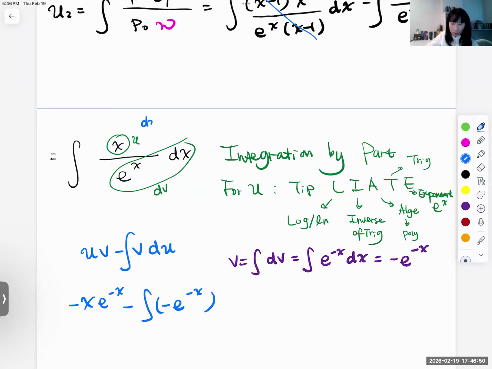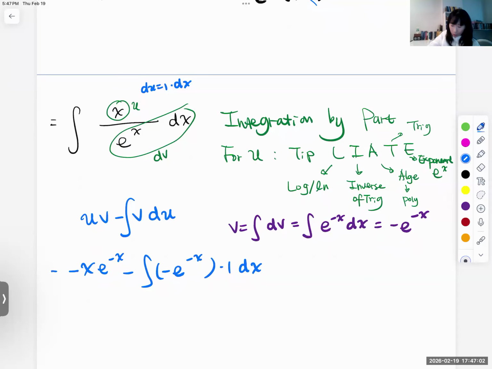So du will be 1. Okay, so we have 1 dx. Okay, there will be negative x e to the negative x, and this is a positive. What's the e to the negative x? Which is once again negative, right? Negative e to the negative x plus c.